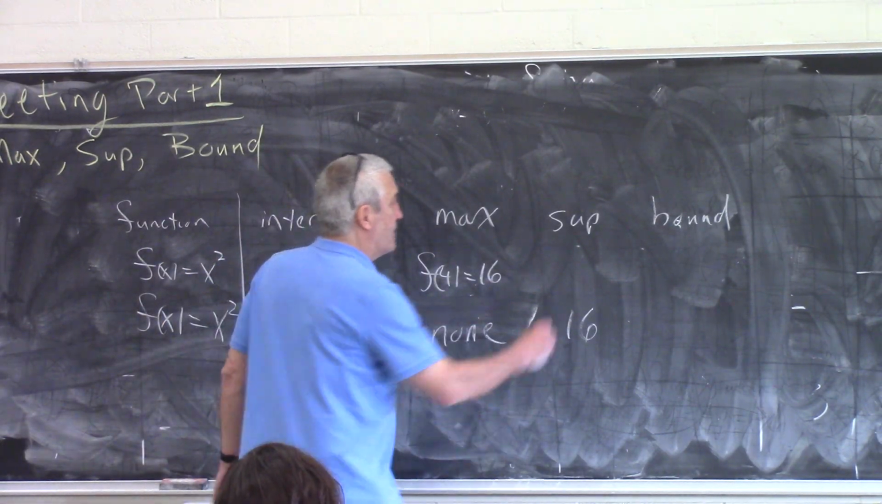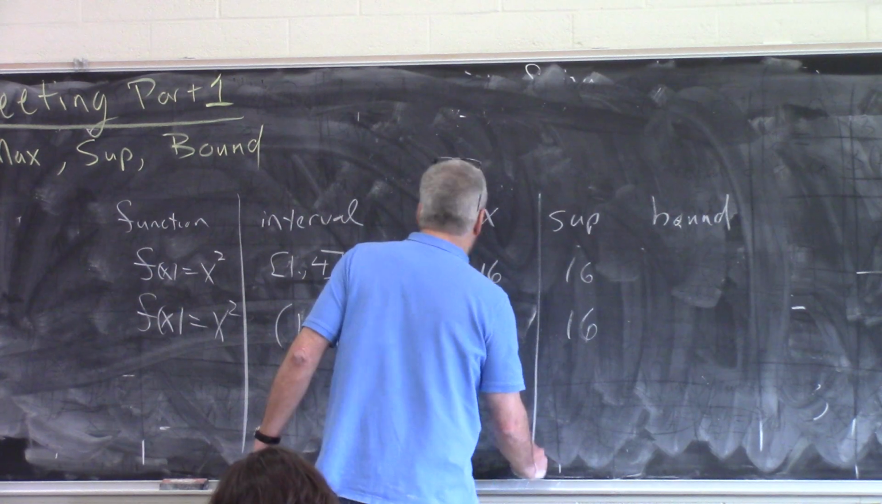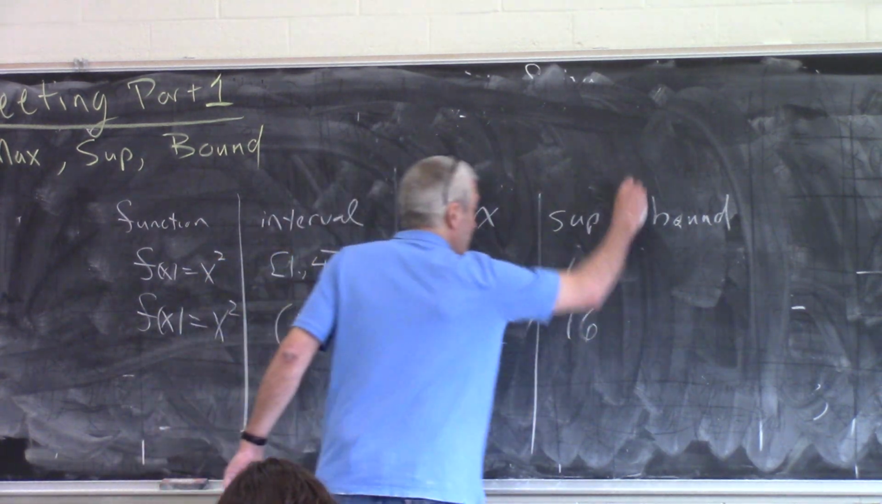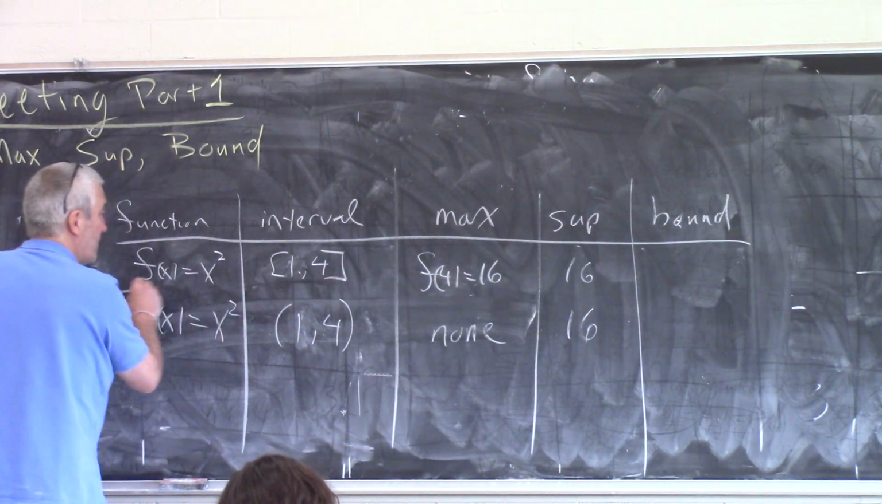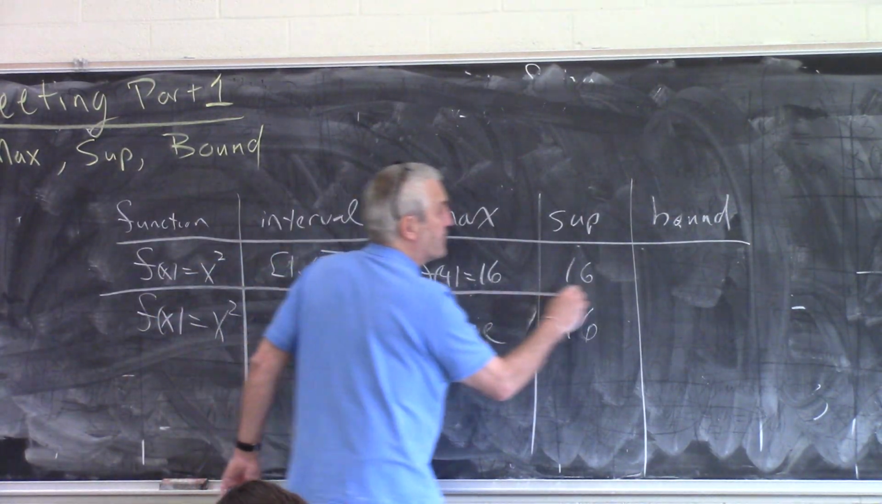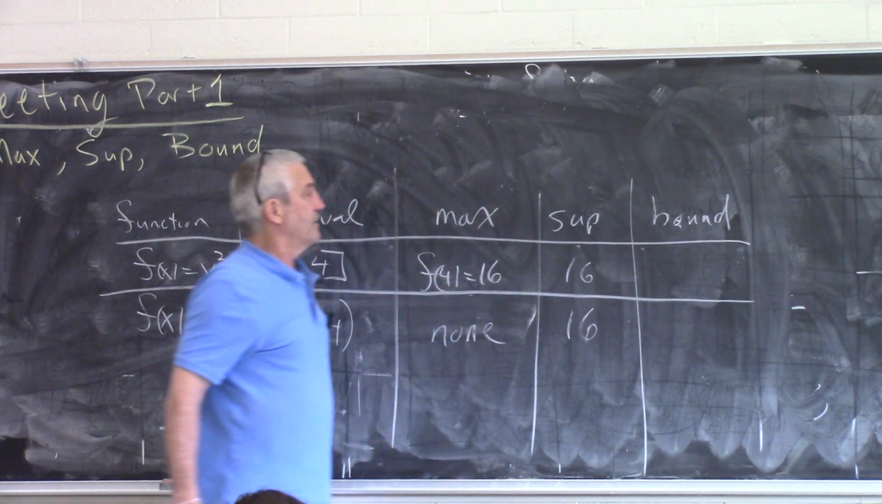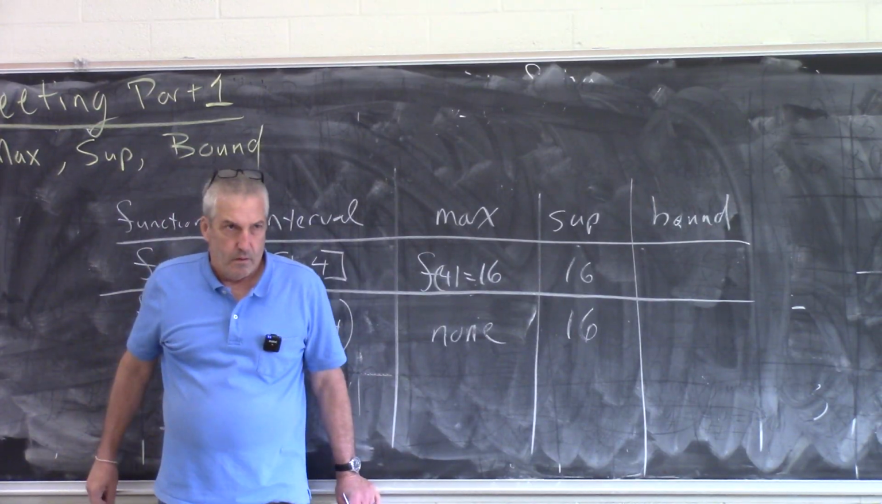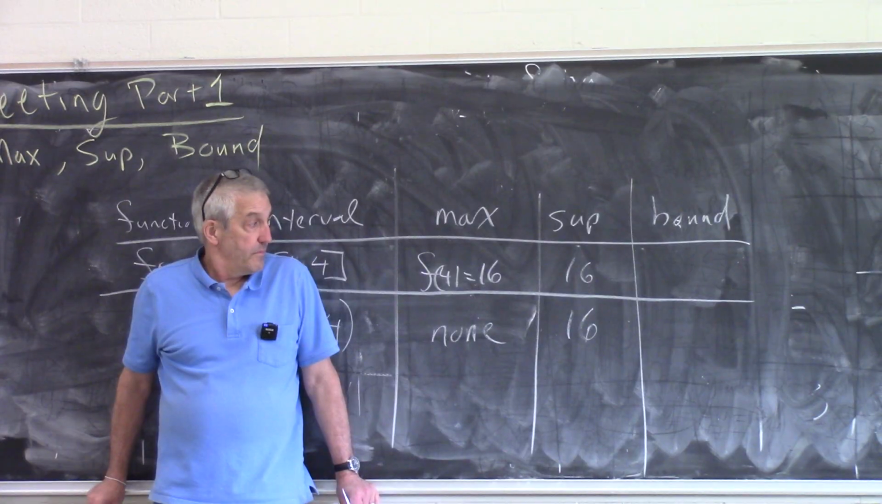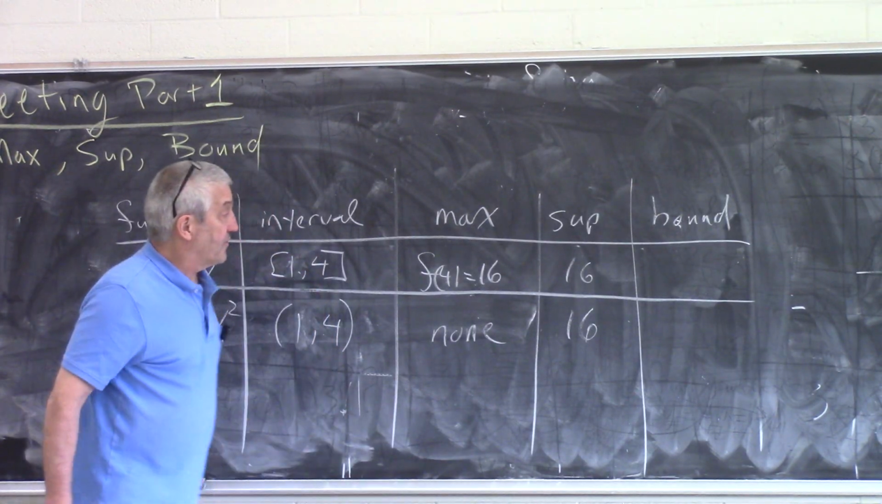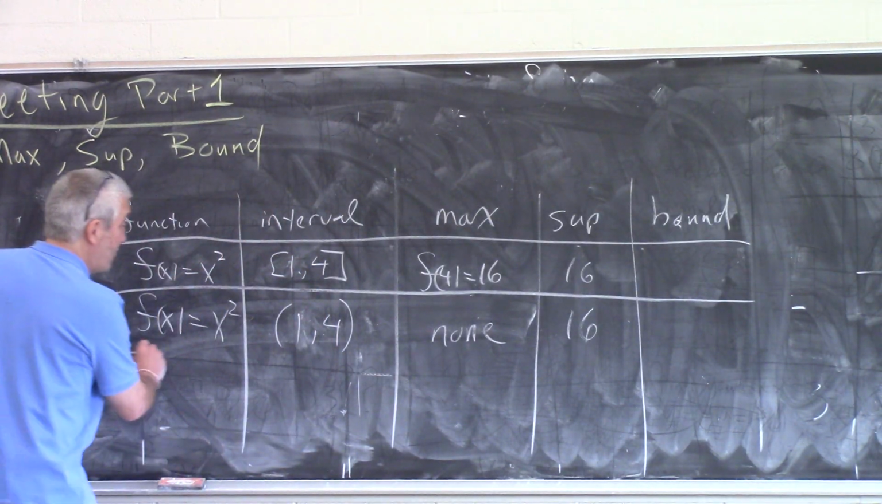Now, the sup in the previous example is also 16. It happens that in the case of a closed interval, the sup is a y value that's actually achieved somewhere in that interval. But in the case of an open interval, the sup can be a y value that's not actually achieved.